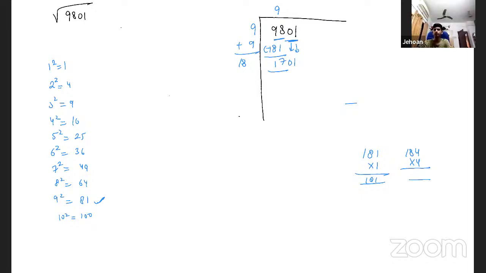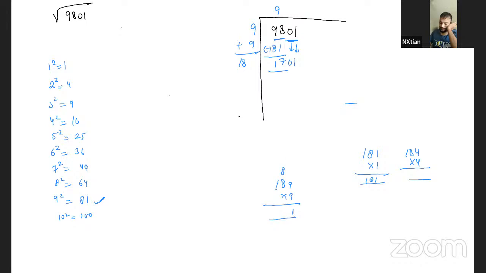So 189 multiplied by 9, if you do it, it becomes 1701. The 9 which I multiplied, I have to add here as well, so it becomes 198. And the final answer is 99. Understood, Abigail, Sam, Jehovan?